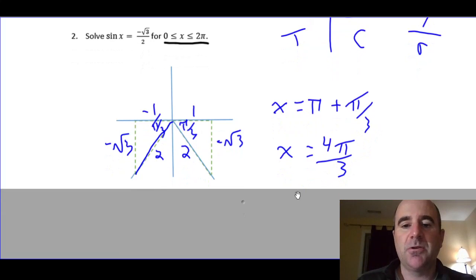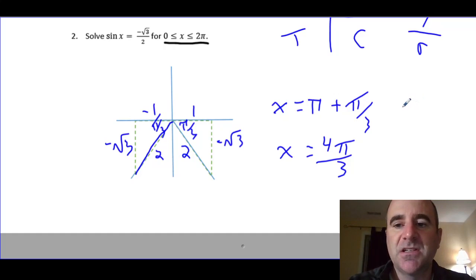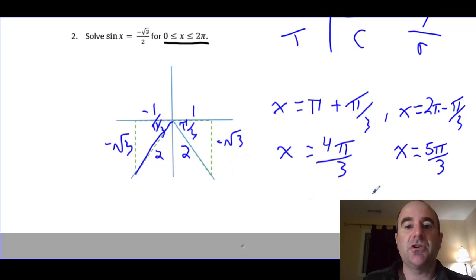Okay, or the other possible answer that we might have is for this angle right here, it goes all the way around. It almost goes to 2 pi or 360. So another possible answer would be 2 pi minus pi over 3, which is, of course, 5 pi over 3, just like that. So those are our two answers between 0 and 2 pi.